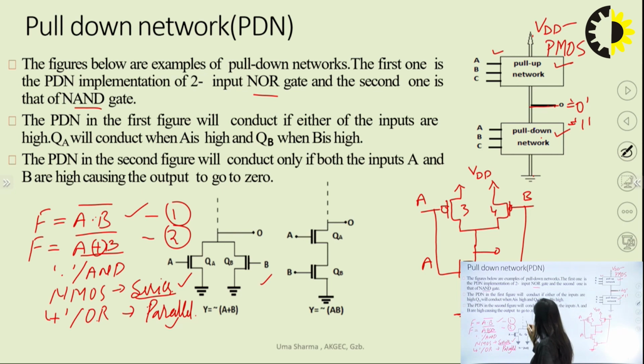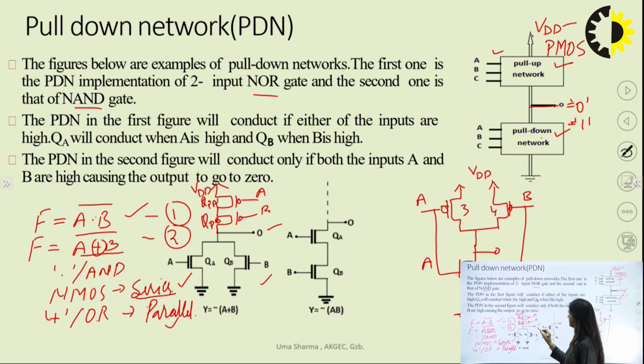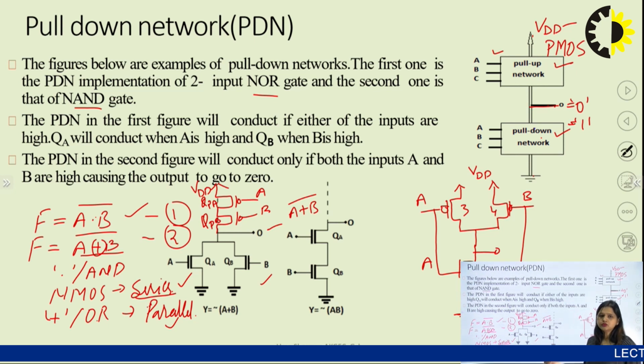So for this circuit, the PUN will be like this, and this must be connected with the VDD. The inputs are A and B. Both the transistors can be written as QPB and QPA. And from here, we can get A plus B whole bar. So this is how we can implement any Boolean function.